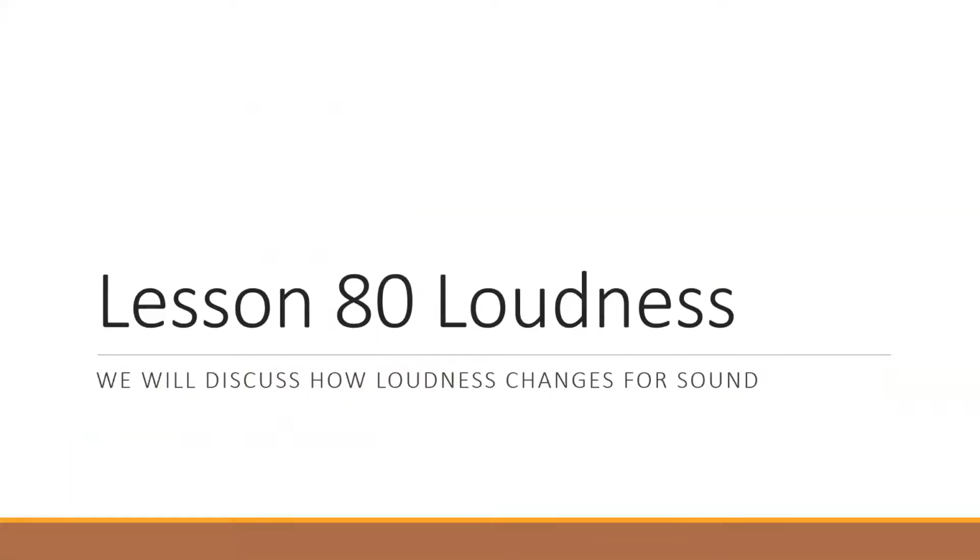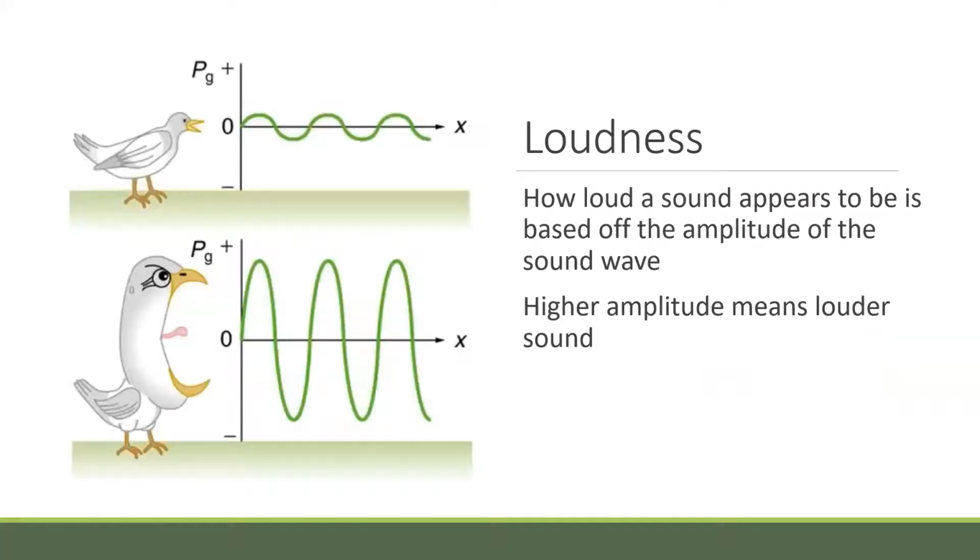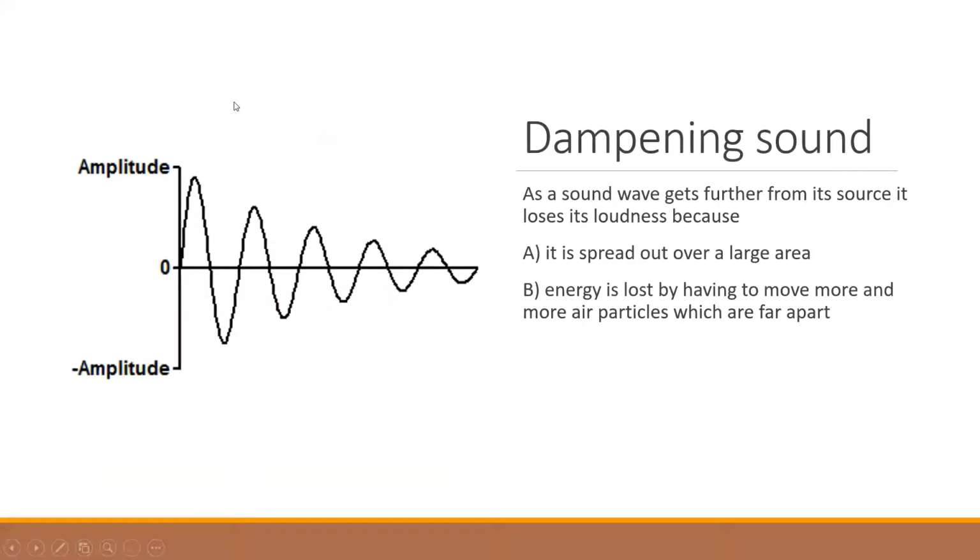Lesson 80 and this lesson is also all about loudness. Loudness is how the amplitude of a sound wave differs. We know for quiet sounds we've got a low amplitude, for loud sounds we've got a large amplitude. Of course, one of the problems with amplitude and sound waves is that they drop off over time. Sound waves get quieter and quieter the further away you get from that sound. The reason is because that sound has to get spread over a larger area and it's going to lose some energy as it bumps into particles.